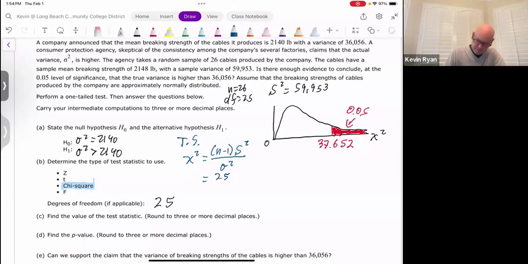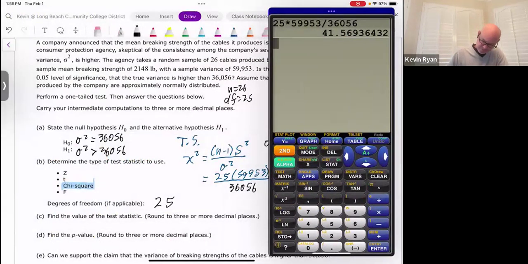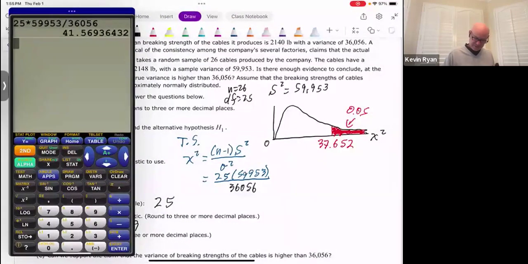this is 25 times 59953 divided by, oh, this is wrong. That should be 36056. So 25 times 59953 divided by 36056. So I'm getting that the test statistic is 41.569. And I can easily see that that is in the critical region there.